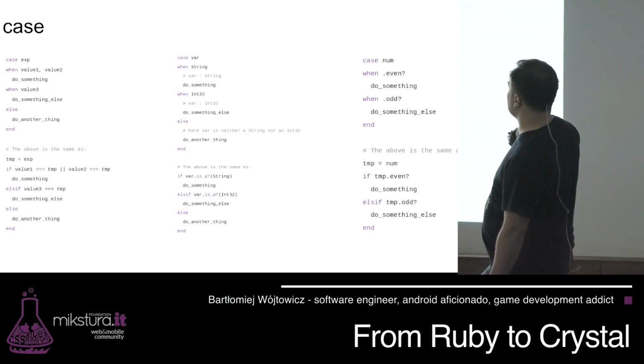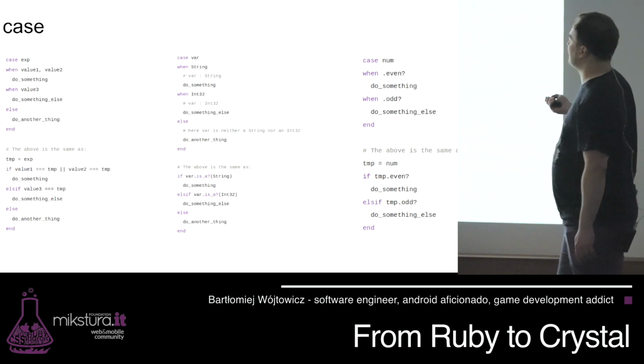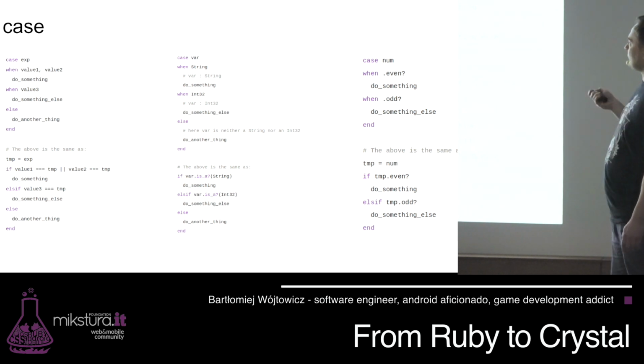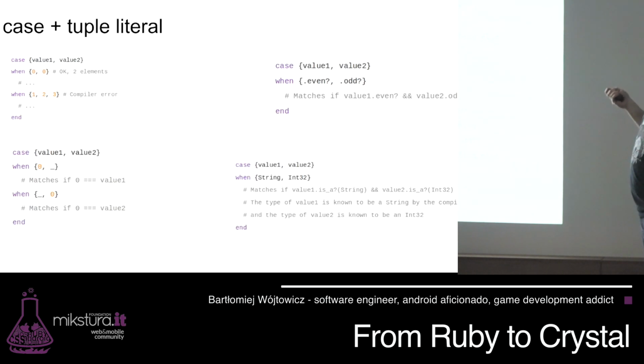Okay? And there's an addition that doesn't exist in Ruby: if you have an object and you use a dot and some method, then basically it's going to be like that. So it's a nice shorthand.